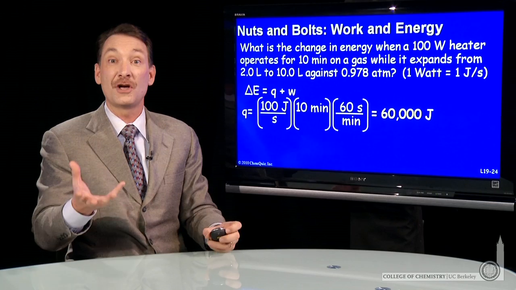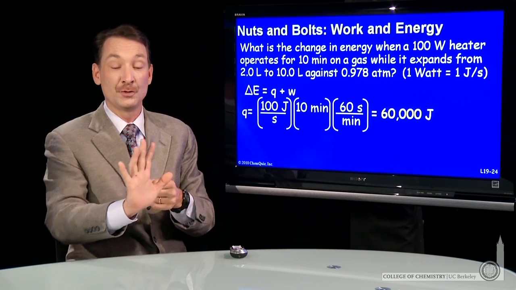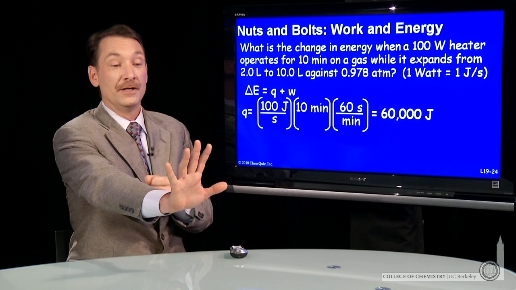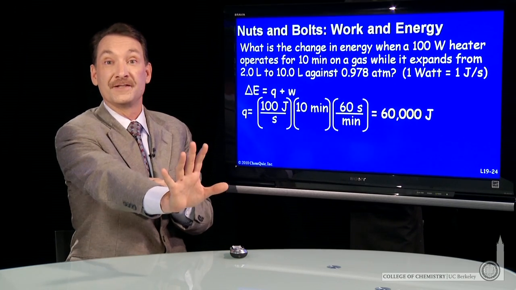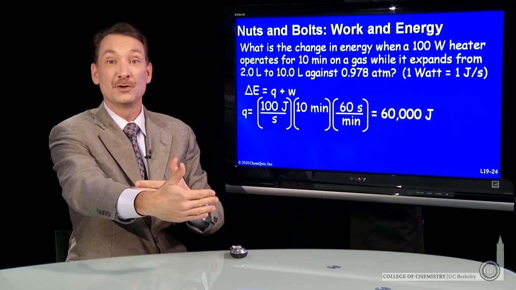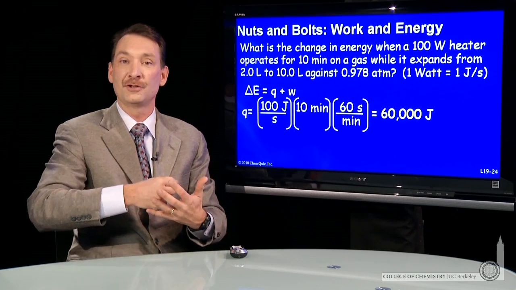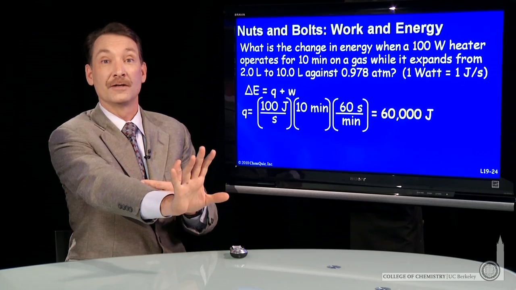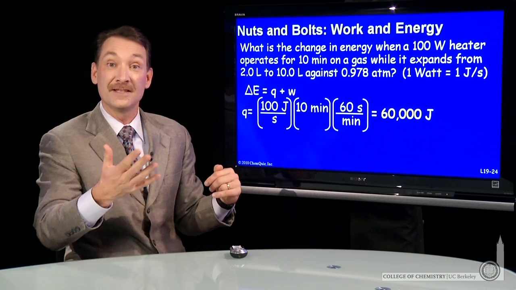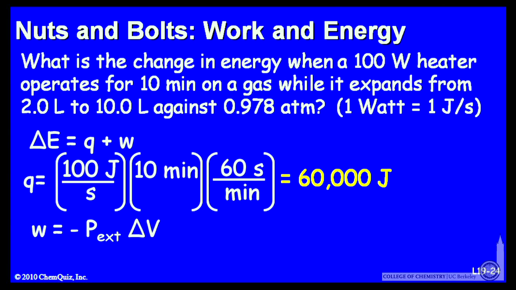Now, the system's also doing work. The question is, did I use all those 60,000 joules to do work, or did I use fewer or more than 60,000 joules of work? If I use exactly 60,000 joules to do the work, then my temperature won't change. I'll absorb 60,000 joules and do 60,000 joules of work. So it's interesting to see, did the temperature change? Did the energy go up or down for this system? The work will tell us.